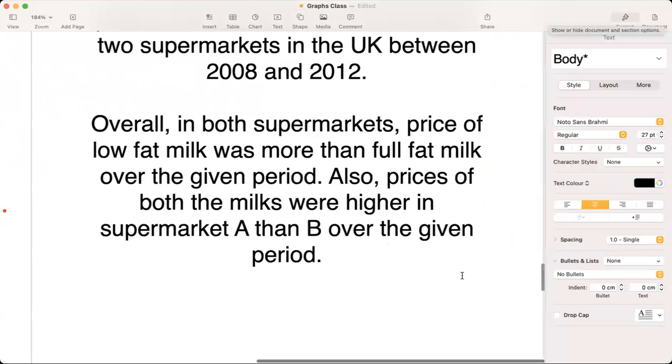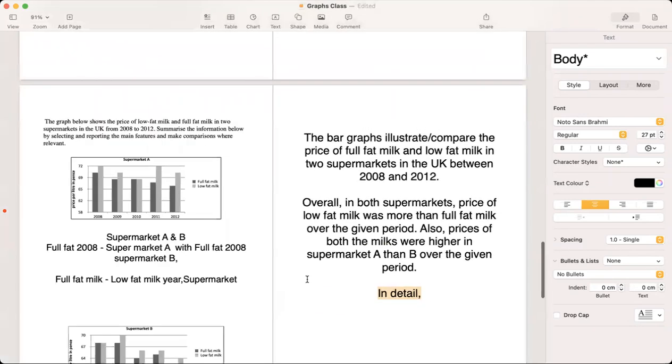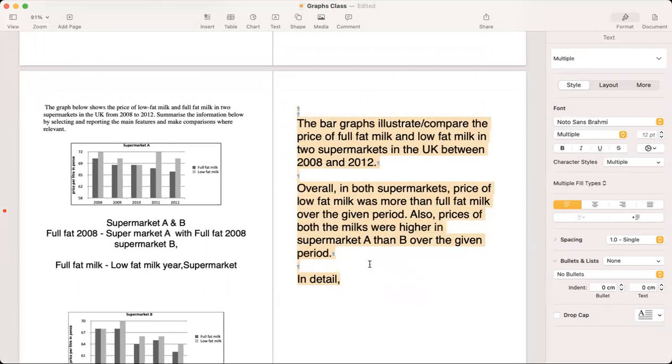Okay, now let's come to the body paragraphs really quickly. So in detail, that's how I start. I'll tell you why I do in detail. Can someone tell me why am I writing in detail? Anyone? Why do I start with in detail? Why am I using this?